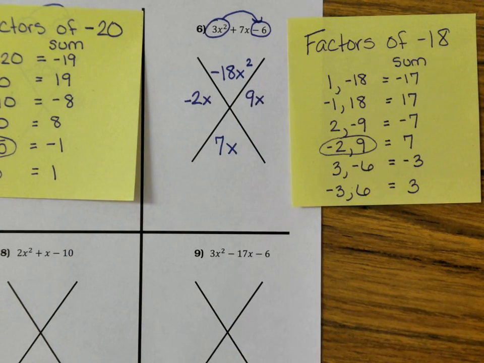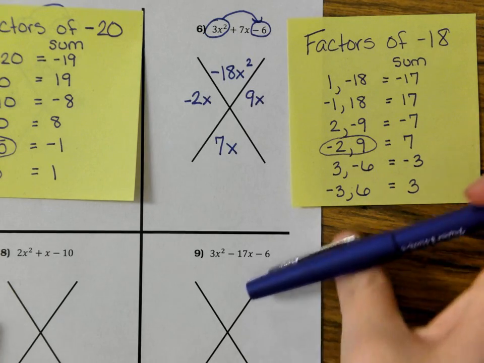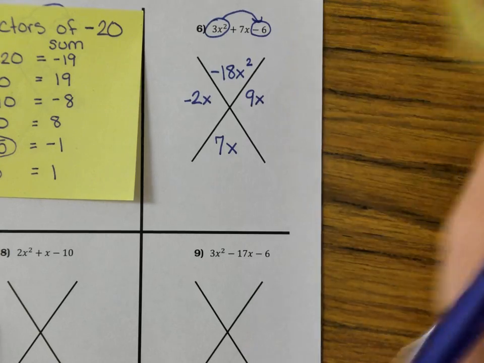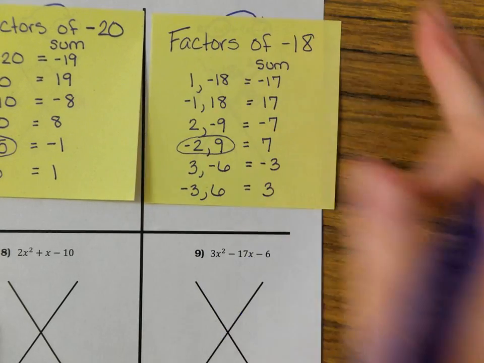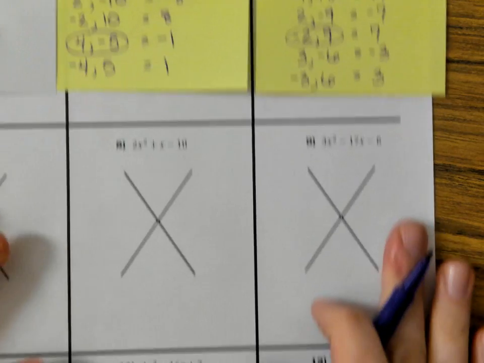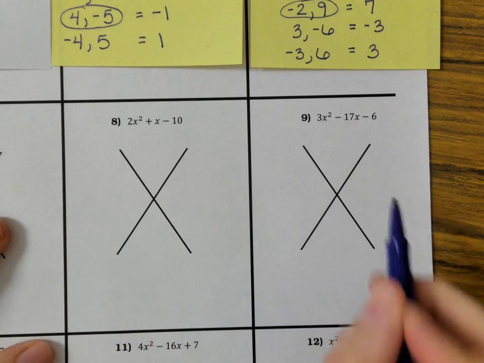Okay. All right, you try 8 and 9. And again, you already have all of the factors, so I just need you to go through the process and then look back at your Post-it notes to figure out which numbers go in between.